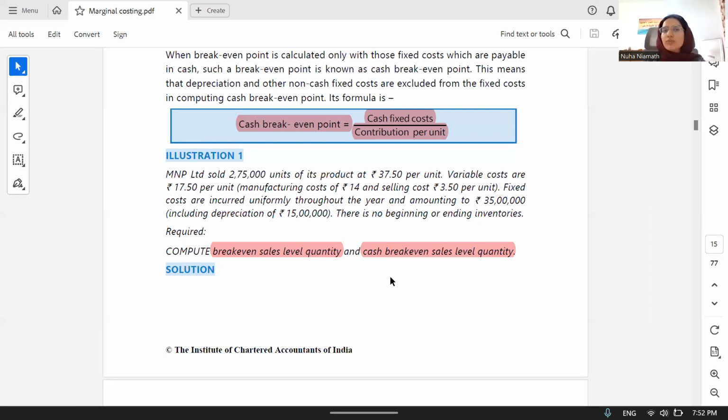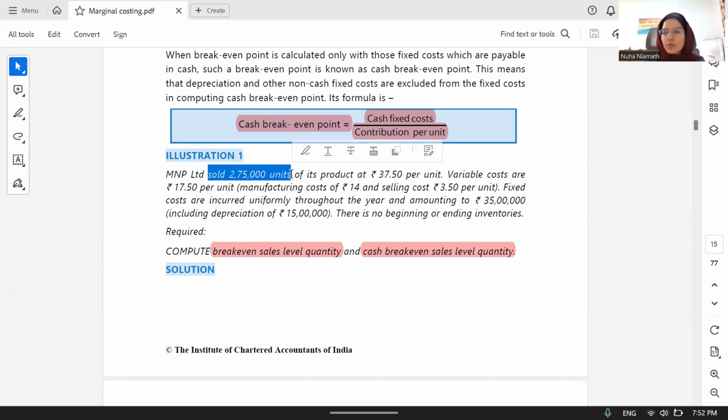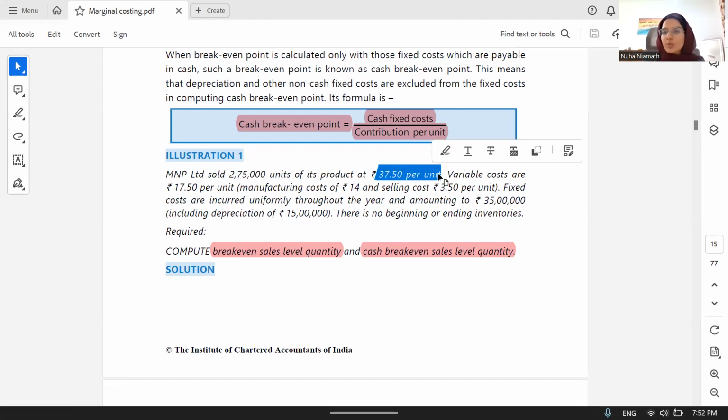This is a simple question for all of you. If you can solve it by yourself also, it's great. So let's begin. MNP Limited sold 275,000 units of its product at 37.5 per unit. So 275,000 units is the number of units sold, correct? And 37.5 rupees per unit is your selling price per unit. Variable costs are 17.5 per unit. In that, manufacturing cost is 14 rupees and selling cost is 3.5 per unit. Fixed costs are incurred uniformly throughout the year, amounting to 35 lakh rupees, including depreciation of 15 lakhs.